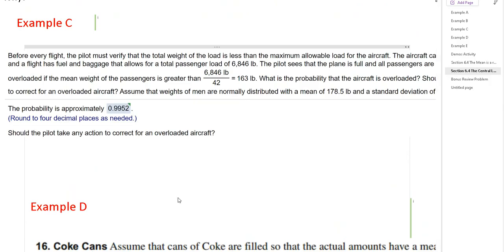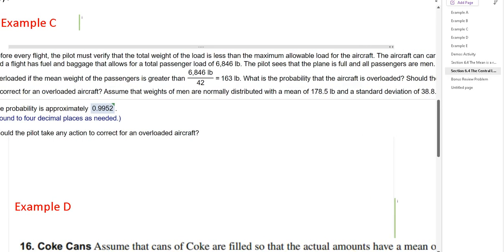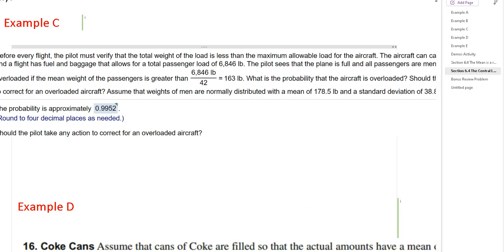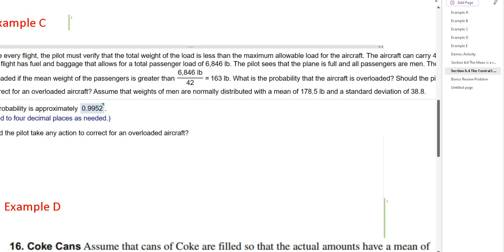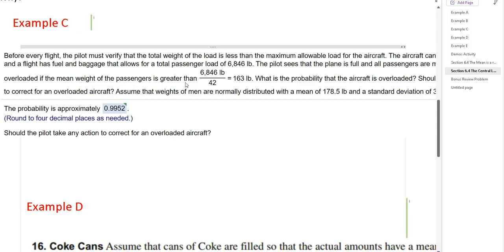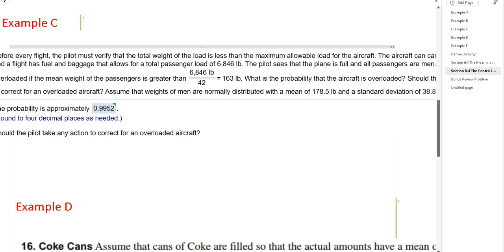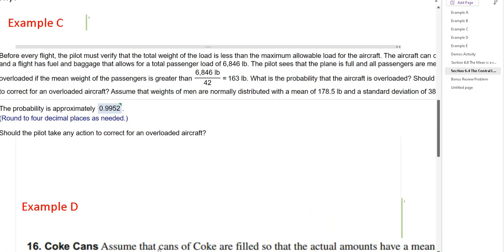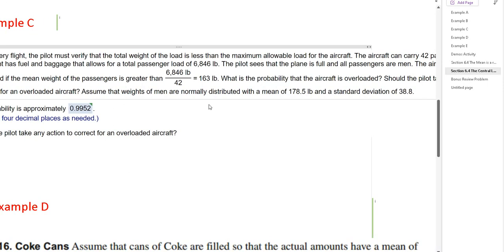Before every flight, the pilot must verify that the total weight of the load is less than the maximum allowable for the aircraft. The aircraft can carry 42 passengers, and a flight has fuel and baggage that allows for total passenger load of 6,846. The pilot sees that the plane is full, and all passengers are men. The aircraft can be overloaded if the mean weight of passengers is greater than 163 pounds. What is the probability that the aircraft is overloaded? Should the pilot take any action to correct for an overloaded aircraft? Assume weights of men are normally distributed with a mean of 178.5 and a standard deviation of 38.8.